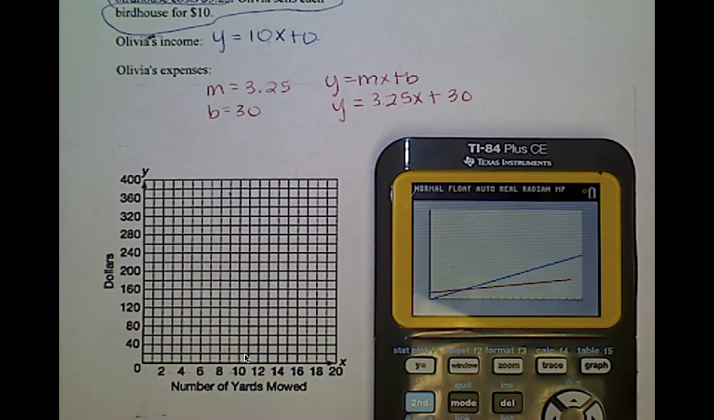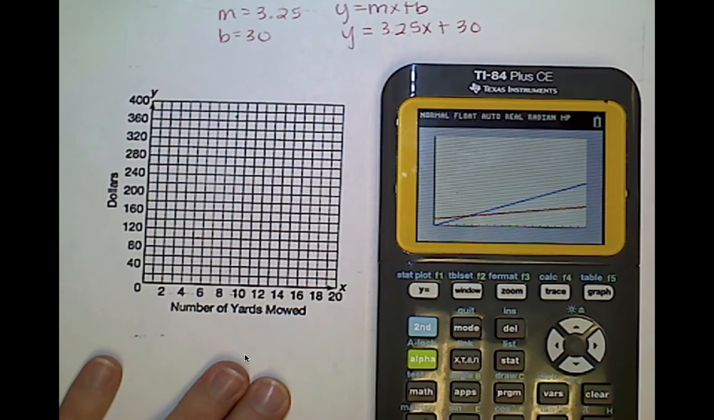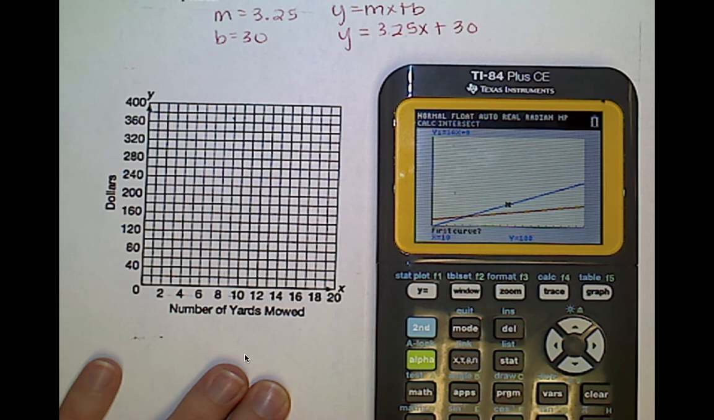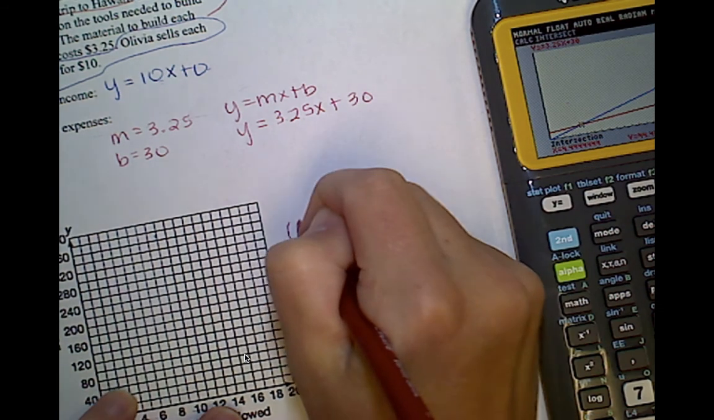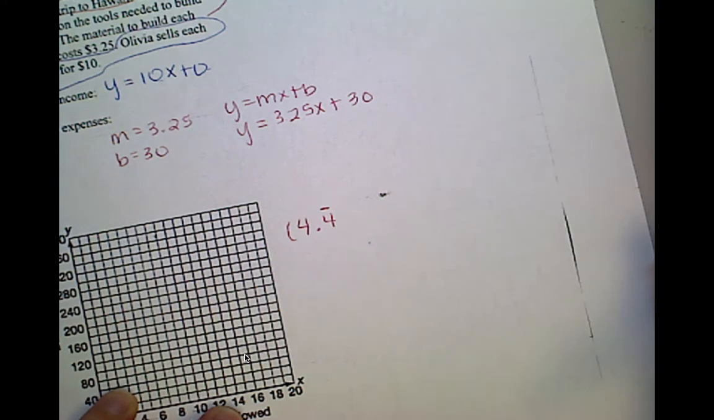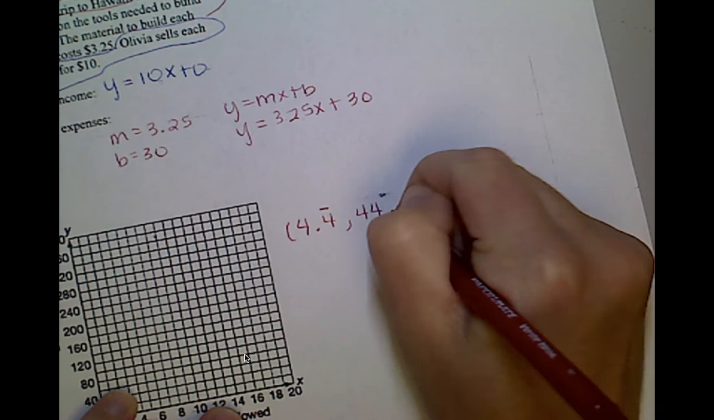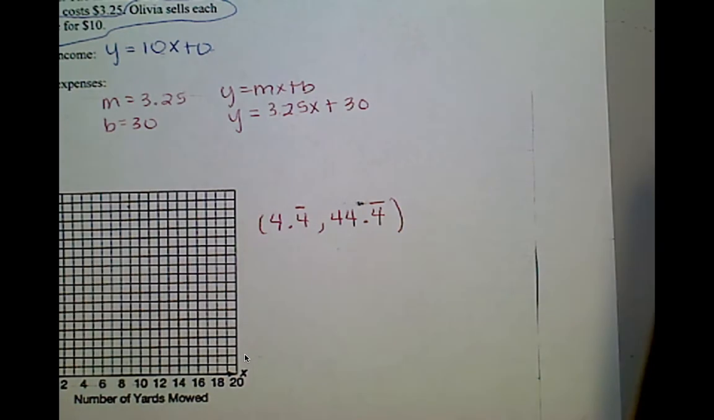Okay, so now when I'm looking at it, I have my graphs right here. I'm going to find the intersection. So I'm going to remind you of those buttons. So we got second calc, and we're going to find the intersection, which is option 5. We're going to press enter 3 times. Okay, so my final answer here, I know it's kind of a little bit hard to see, is 4.4 repeating, comma, 44.4 repeating.